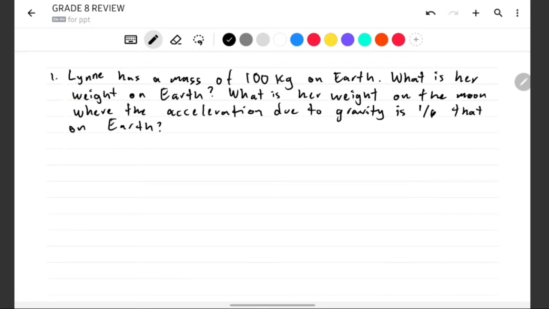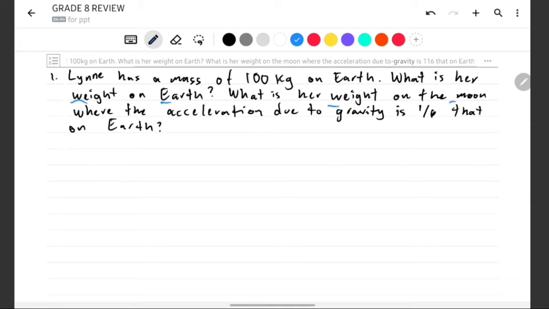So, for item number 1, it says here, mass of 100 kilograms on Earth. What is her weight on Earth? What is her weight on the Moon where the acceleration due to gravity is 1/6 that on Earth? So, yan yung first question natin. So, for this one, ang hinahanap natin is yung weight. Weight sa Earth, yun yung pinaka-first na hinahanap natin. And the second one na hinahanap natin is her weight on the Moon.